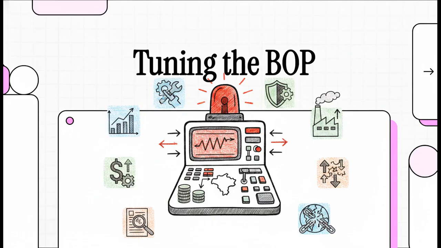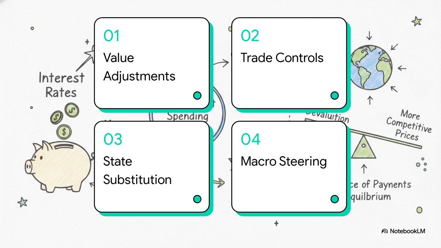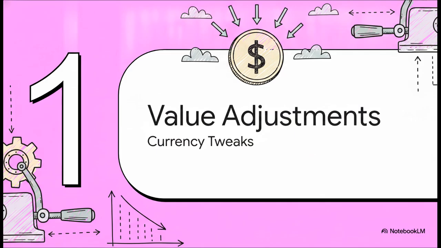Well, today, we're going to diagnose that flashing red ledger and walk through the 9 specific recovery tools you have at your disposal to pull your economy right back from the brink. We basically have 4 primary dials to turn on our macroeconomic dashboard: value adjustments, trade controls, state substitution, and macro steering. Let's just jump right into that first dial. Section 1, Dial 1, Value Adjustments.